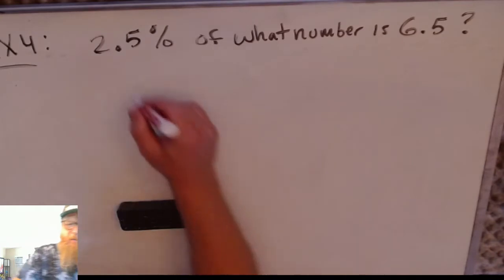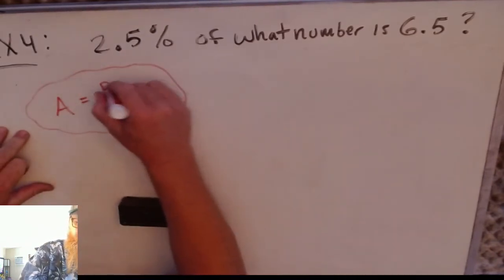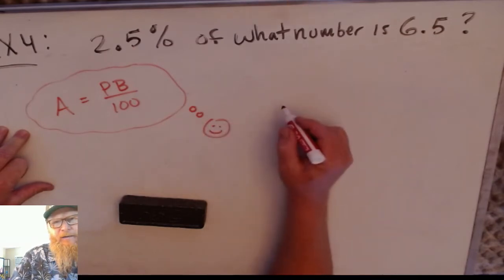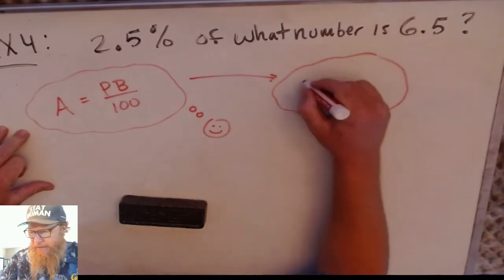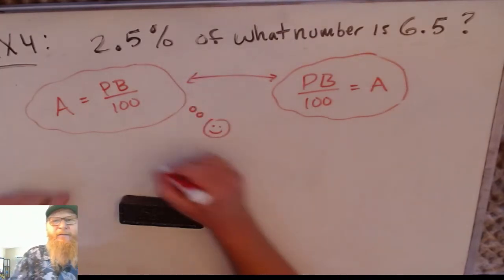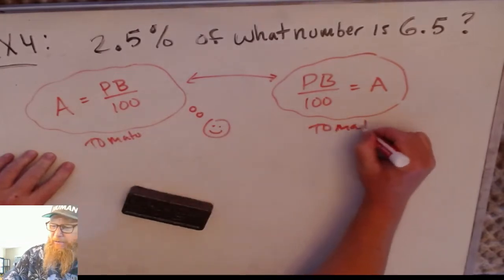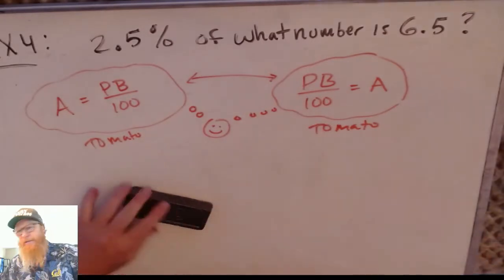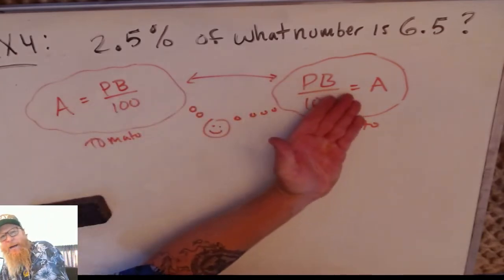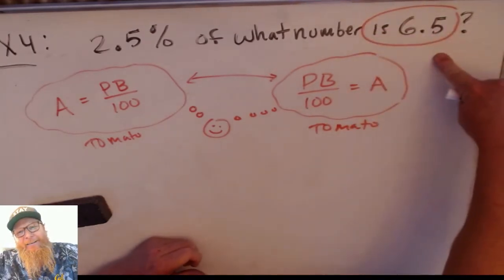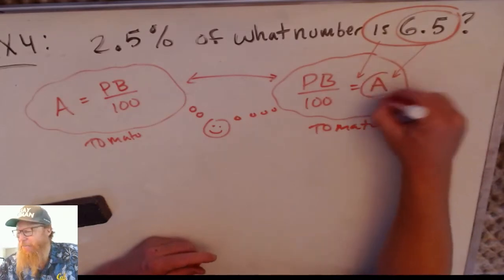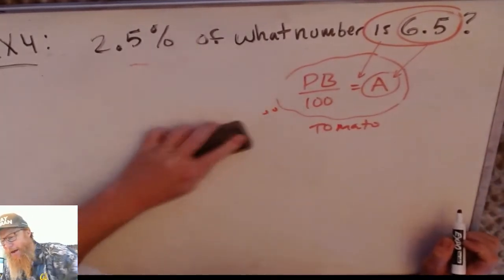Okay. So I just want to make an important note. If A is equal to PB over 100, then that means the same thing as PB over 100 is A. Tomato, tomato. So I'm just taking the equation that we already have, and I'm rewriting it this way because the is on this side now. Right? So is A, so that means the 6.5 must be A. So I'm going to solve the equation this way.